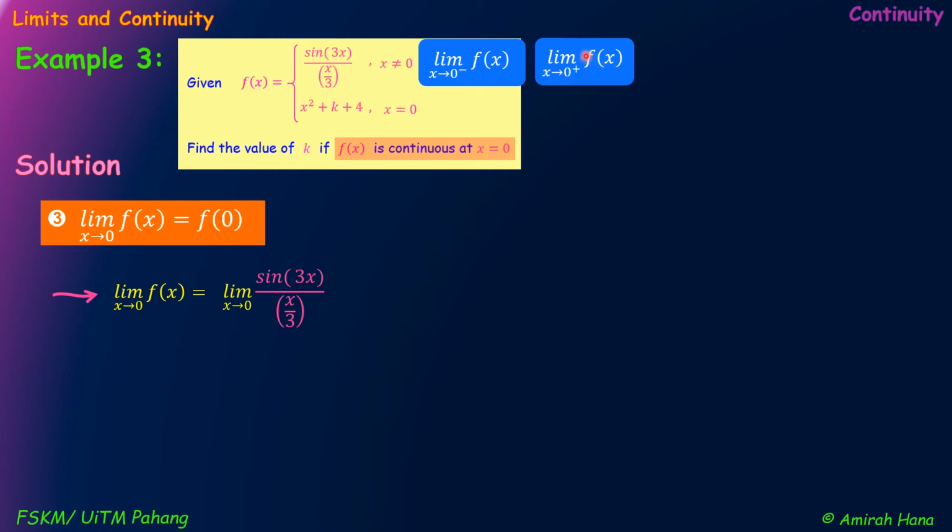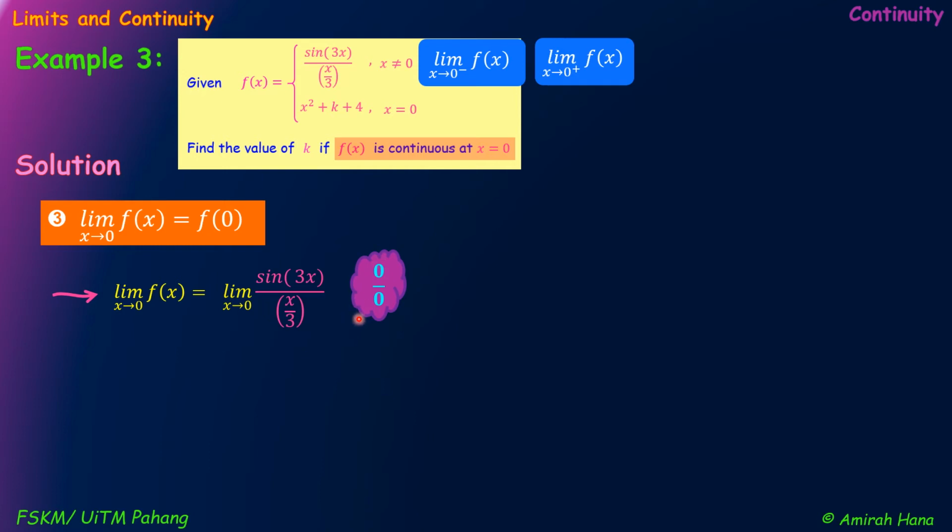So, we can write the limit as x approaches 0, no right or left. From here, if we use direct substitution, we substitute 0 for x. We get sine 0, which is 0, and 0 over 3 also equals 0. So, with direct substitution, we get 0 over 0, which is indeterminate.